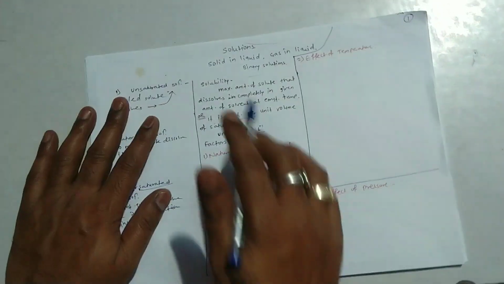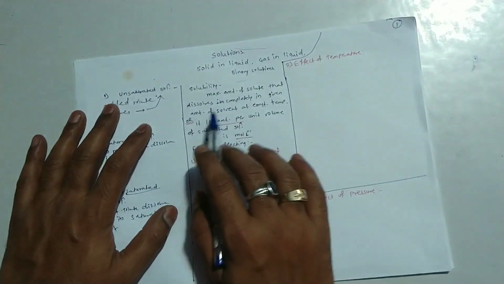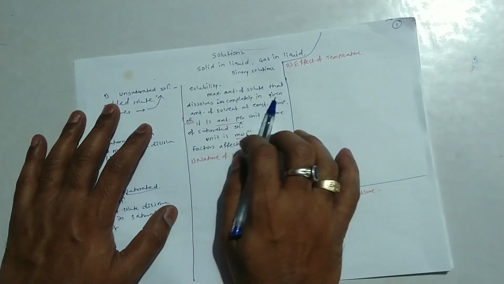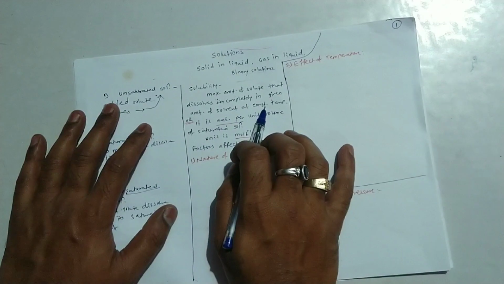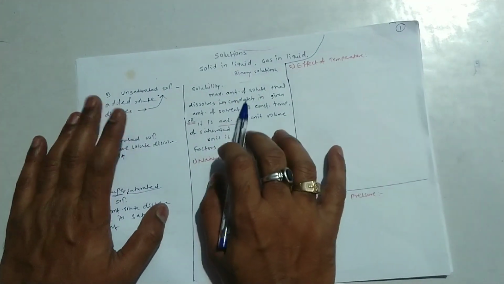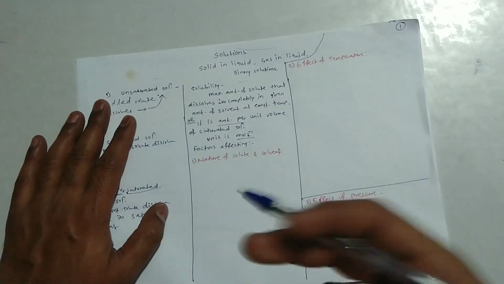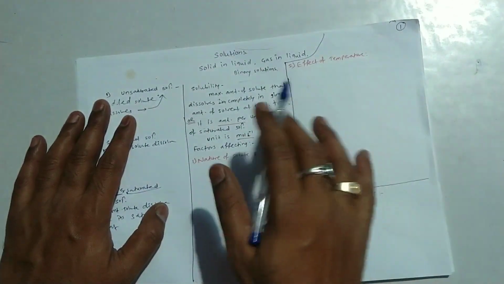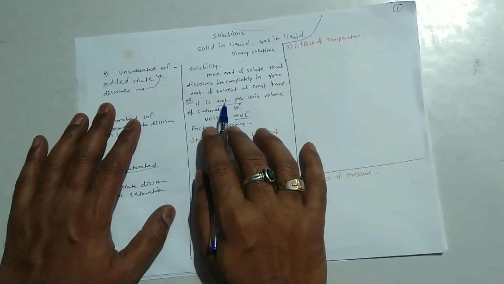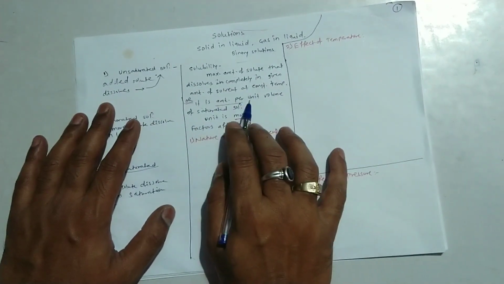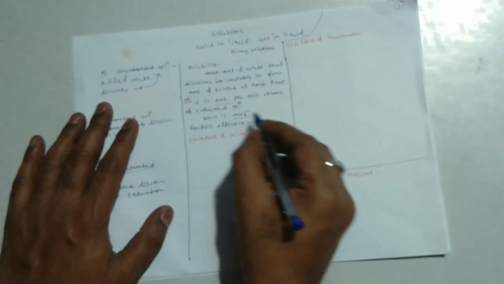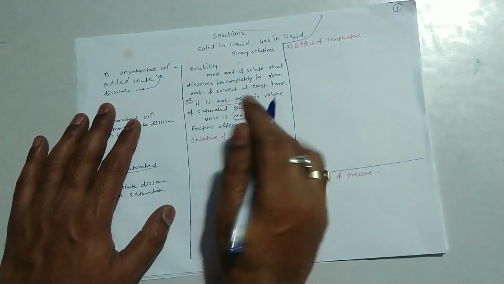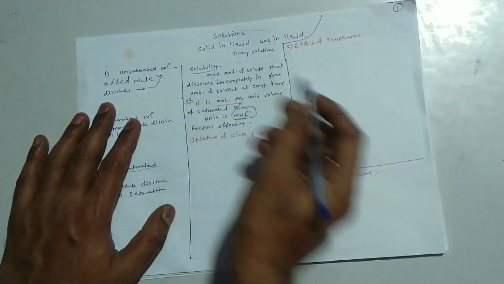Now after this we have solubility, which is nothing but the maximum amount of solute that dissolves completely in a given amount of solvent at constant temperature. It is related with the saturated solution, that is, how much amount of the solute is going to be dissolved in the given solvent. That amount is the solubility, or the amount per unit volume of a saturated solution. So its unit will be moles per liter. In 1 liter how many moles of solute are dissolved, that term is the solubility.